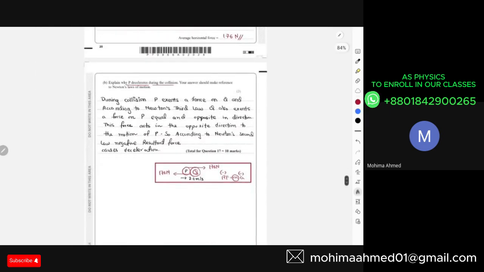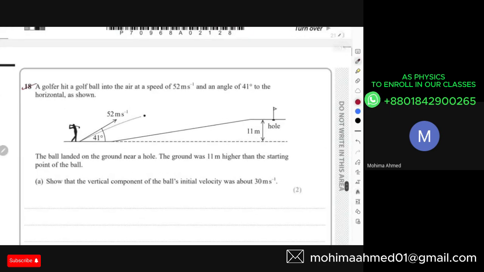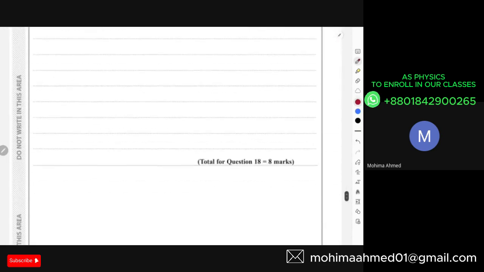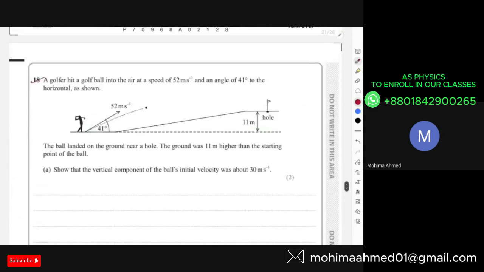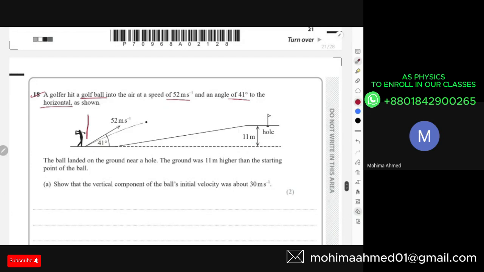After this, if we move on to question 18, I think this is about projectile motion, right? Yeah, this is projectile motion. Okay, now it says a golfer hit a golf ball into the air with a speed of this much at an angle of 41 to the horizontal. I can understand that I have to distribute this horizontally and vertically, right? This is your 52 cos 41 and then again 52 sin 41.